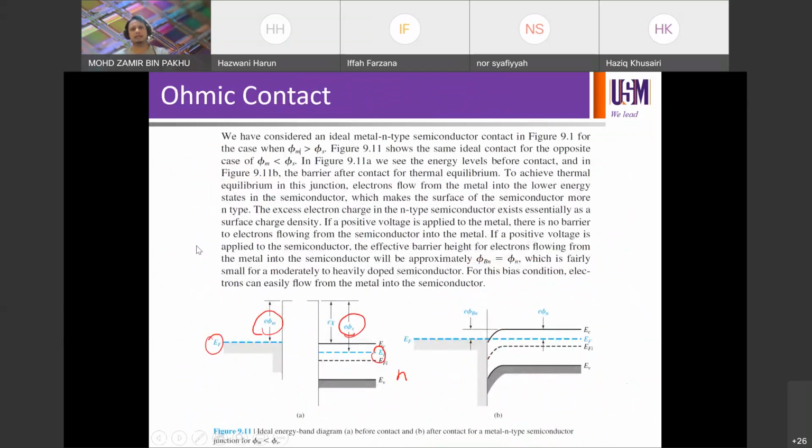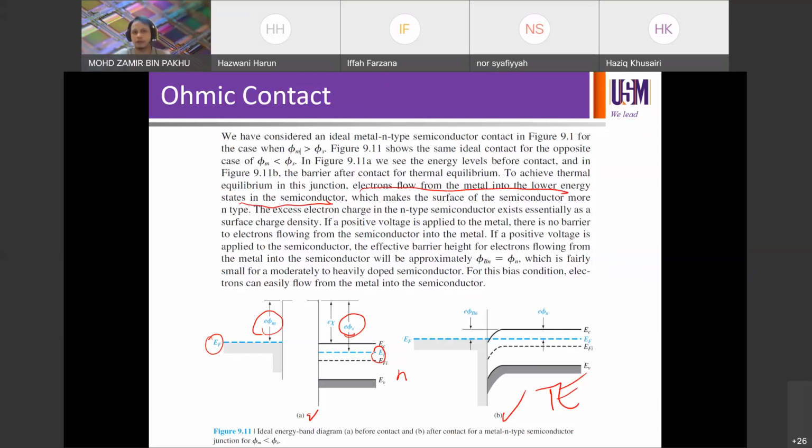So we've considered an ideal metal n-type semiconductor in our previous case. Now figure 9.11 is the one that we're talking about, before contact on the left and after contact on the right at thermal equilibrium. The work function of the metal is less than, as you can see there on the left hand side. So before the contact, to achieve thermal equilibrium in this junction, electrons flow from the metal into the lower energy states in the semiconductor. So why is it happening?